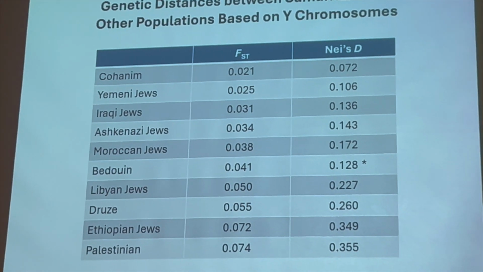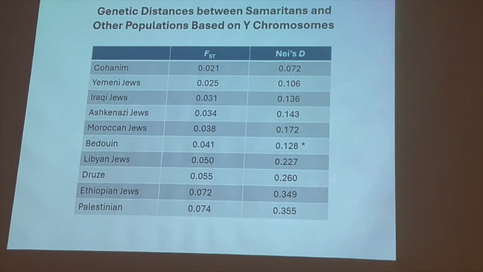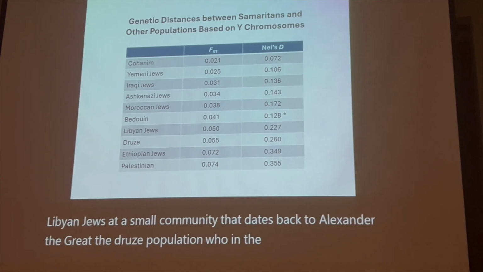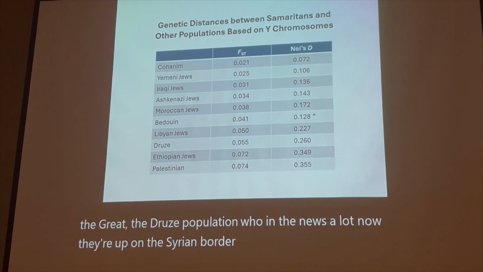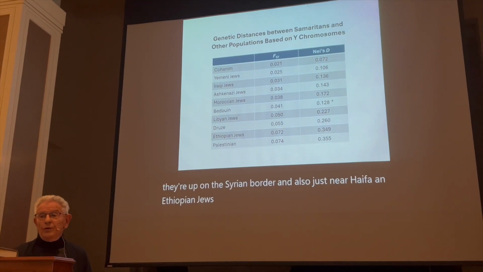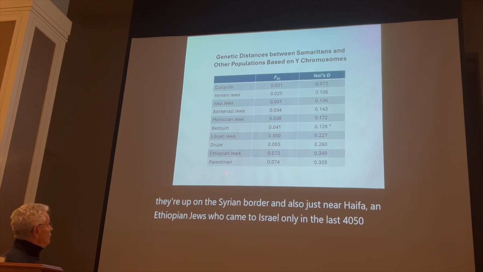Libyan Jews, it's a small community that dates back to Alexander the Great. The Druze population, who are in the news a lot now, they're up on the Syrian border and also just near Haifa, and Ethiopian Jews who came to Israel only in the last 40, 50 years. And then, of course, there are Palestinians.